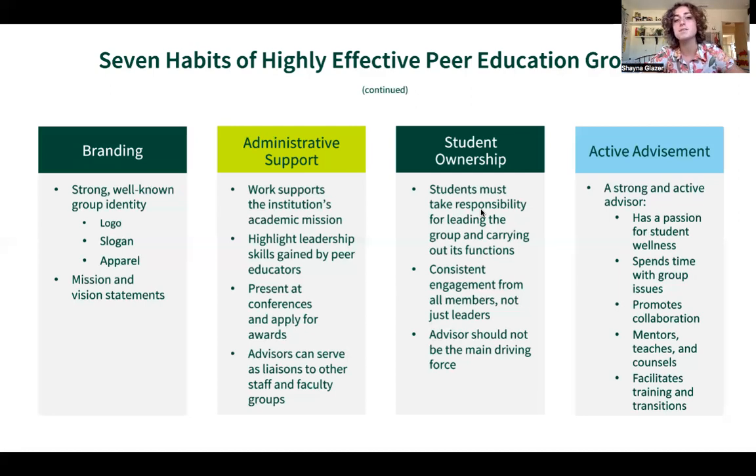Lastly, active advisement means that the advisors have a passion for student development and wellness. They spend time with their group. It's not just students working with students, it's people who are advising, also intrigued and also participating within the program. They promote collaboration, they provide counsel to students, and they teach practices that help benefit the whole. Advisors help facilitate trainings. Having an advisor that believes in the cause is essential for the success of the whole.